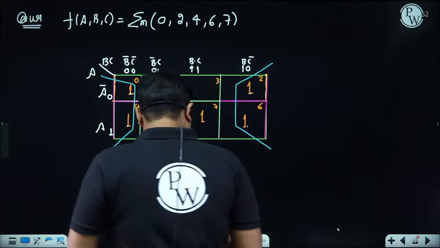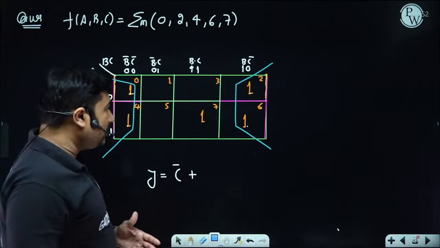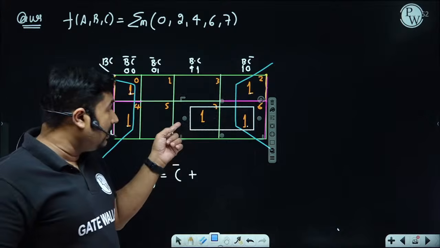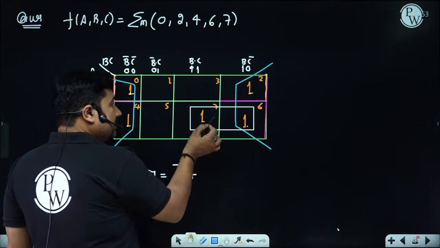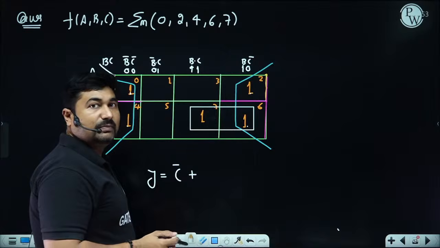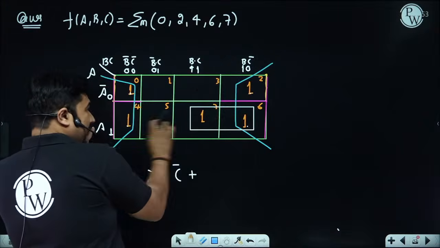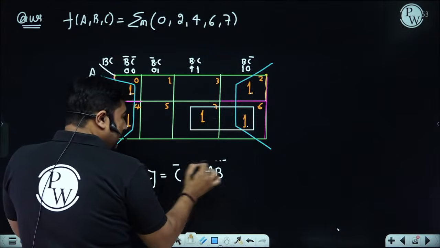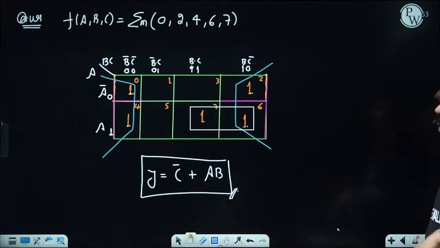Now please observe. Is any other pair or any other quad possible? No. Any other pair possible? Yes. If a pair is possible, then pair preference is higher compared to alone. So you must take this pair. Instead of taking the pair, if someone takes this alone, then the answer will be wrong, because K-map always gives the minimized expression. So with this pair, what is common? A from here and B from here. So A, B.